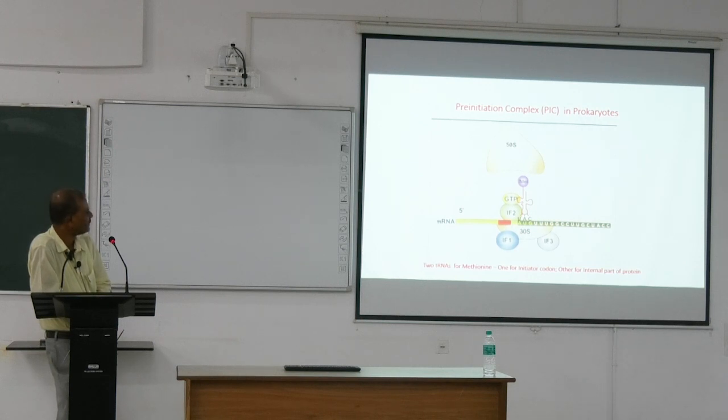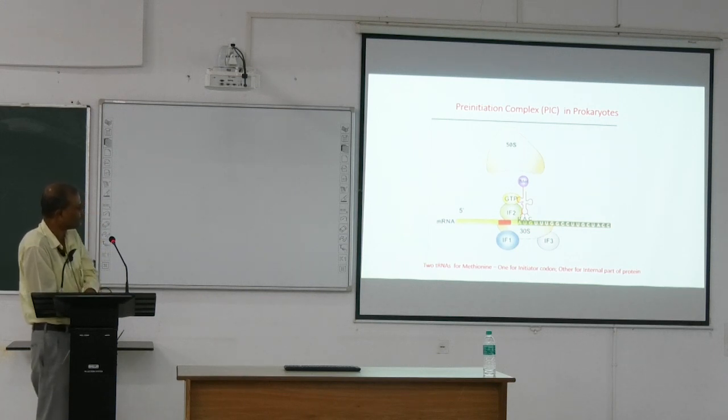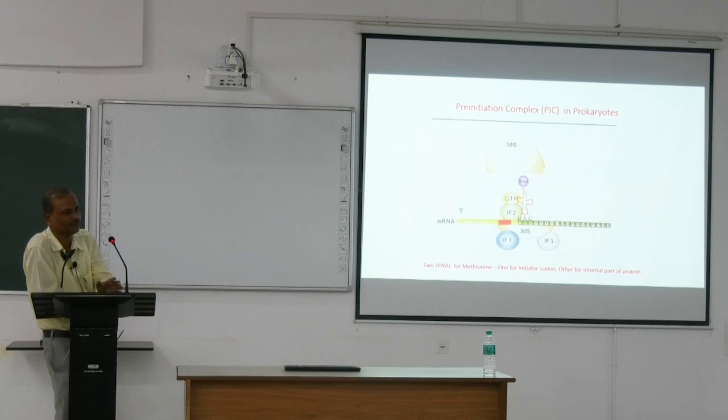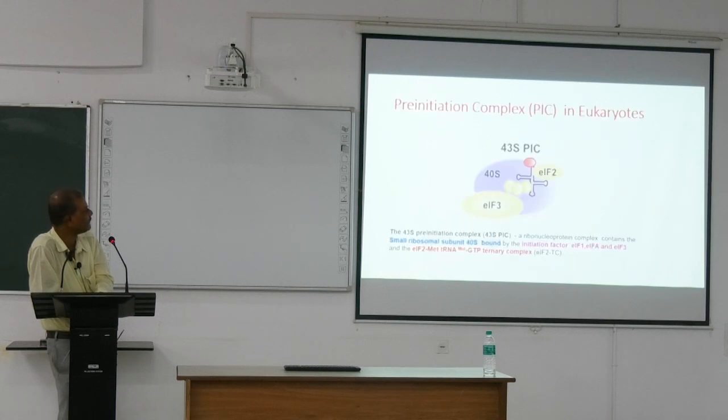After that starting point, there are two tRNAs for methionine. One is for the initiator codon; the initiator is N-formyl methionine. But when a methionine is required inside the chain, it will be methionine itself, not N-formyl methionine. So there are two tRNAs: one is specific for the initiator codon, and the other is for the internal part of the protein.